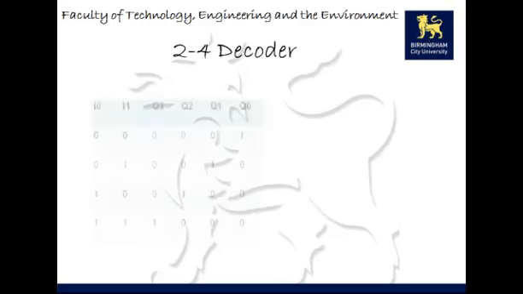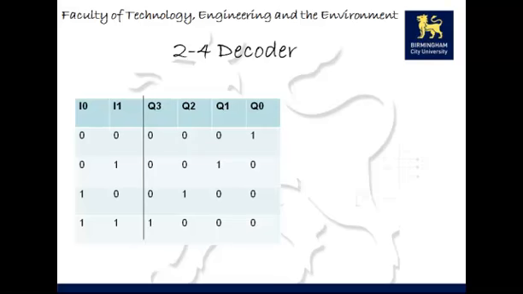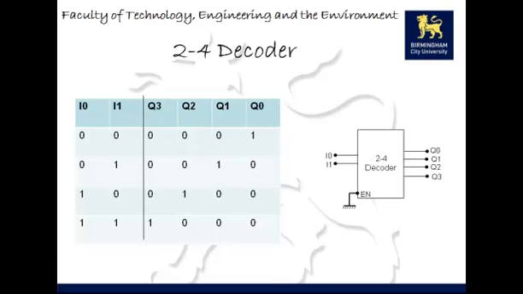Okay. Now we've covered this before. This is a 2 to 4 decoder. So we've got 2 inputs, I0, I1, and we've got 4 outputs, Q0, Q1, Q2, Q3. And for this device, we also have an active low enable. Again, this chip is permanently enabled because I've taken enable to a ground. There's a constant 0 volts there.